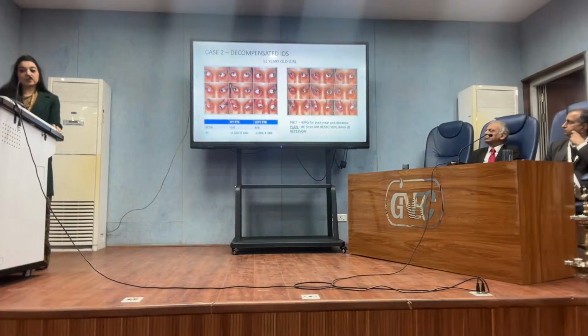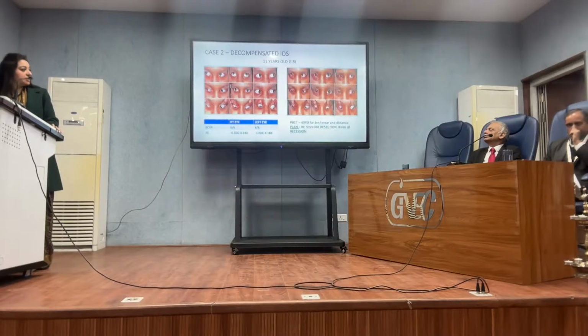Then this was also a decompensated IDS, an 11-year-old female, 6/6 in both eyes, hardly any significant refractive error. 40 PD again for both near and distance, and again a 5 and 8 MR resection and LR resection was done.